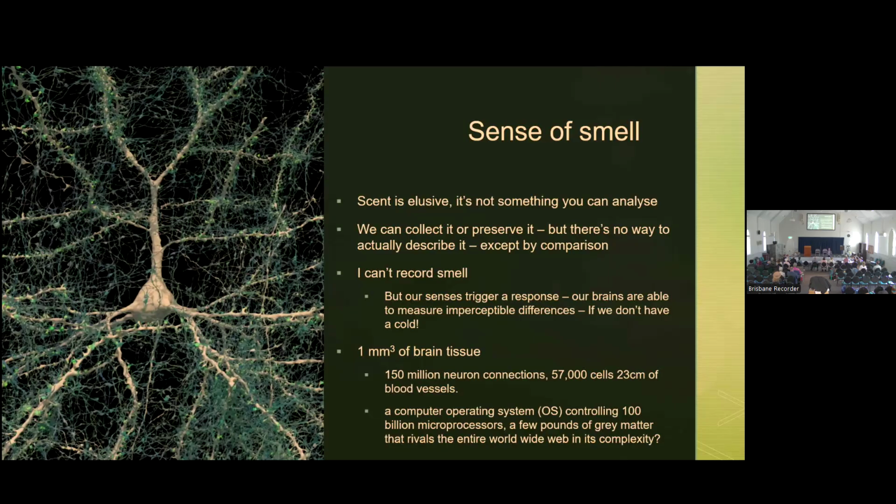Probably a really fundamentally amazing thing in itself. But what you find there is that it's a network that is so intricate that it couldn't have happened by chance. In that 1 millimetre cube of brain tissue, there are 150 million neuron connections, 57,000 cells and 23 centimetres of blood vessels, all working intricately in this amazing computer operating system, similar to something that would have 100 billion microprocessors to make a supercomputer run, is in that small piece of brain tissue. So that is an amazing thing from the brain.